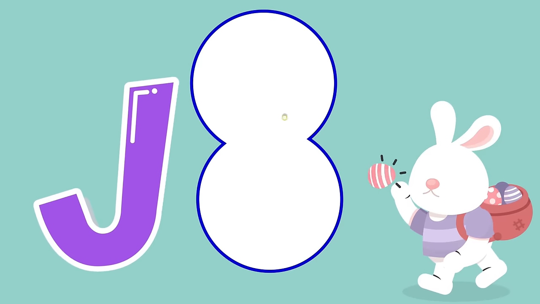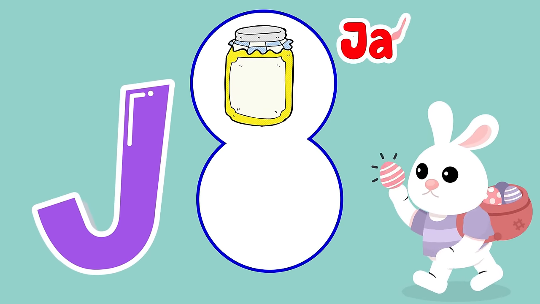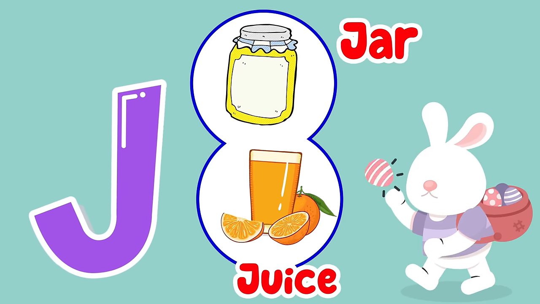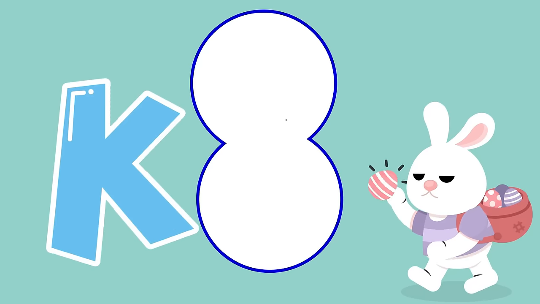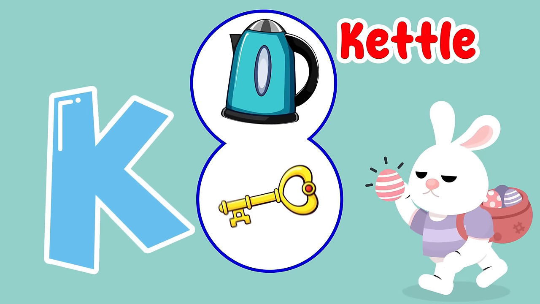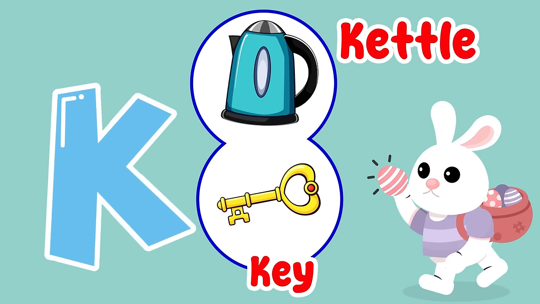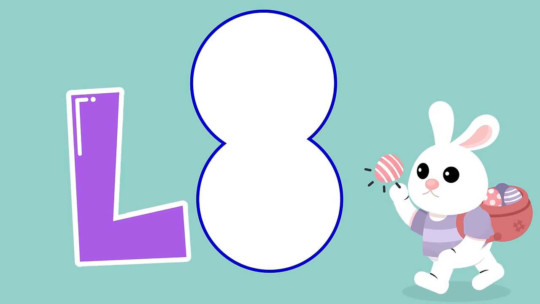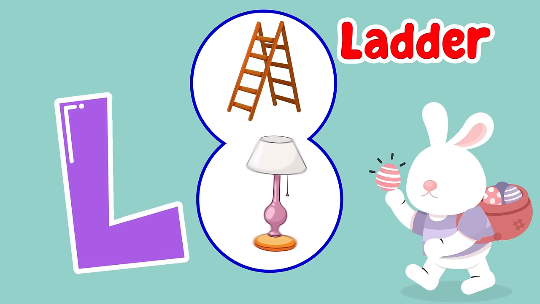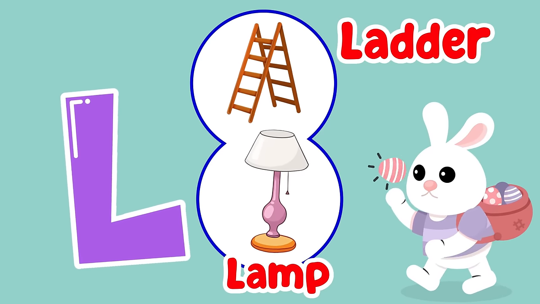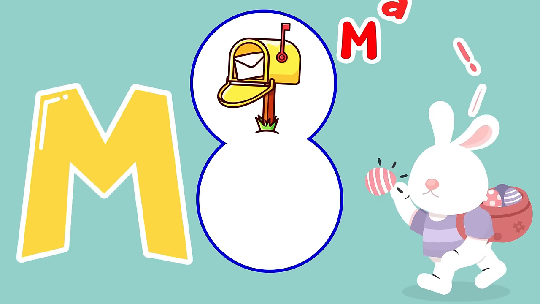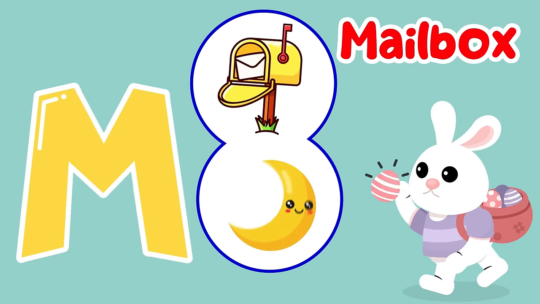J for jar. J for kettle. K for key. L for ladder. L for lamp. M for mailbox. M for moon.